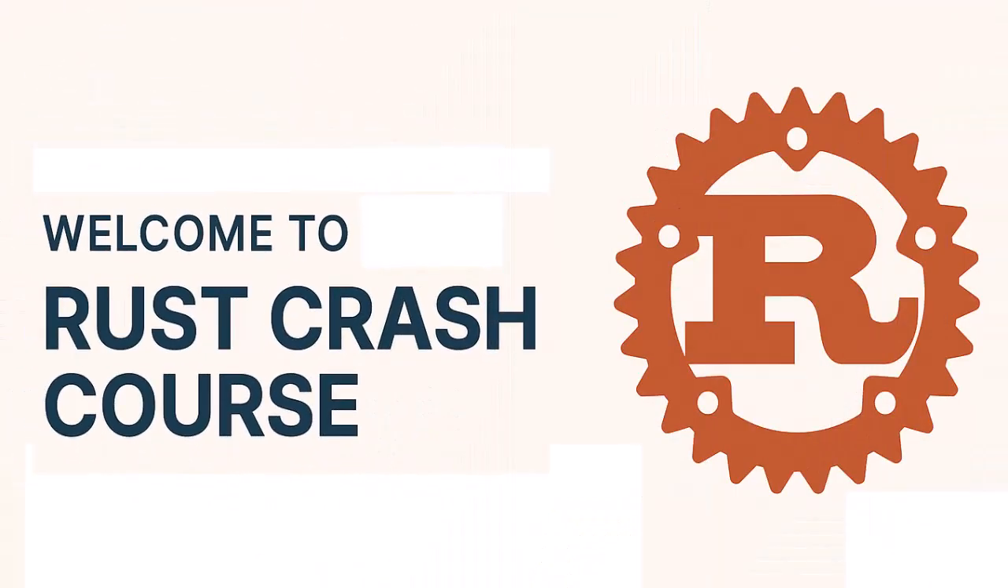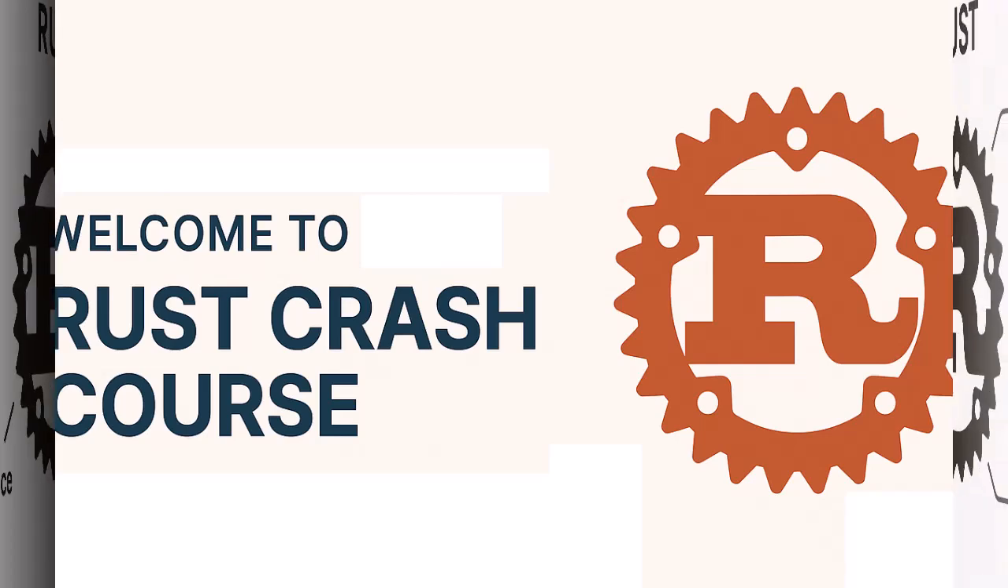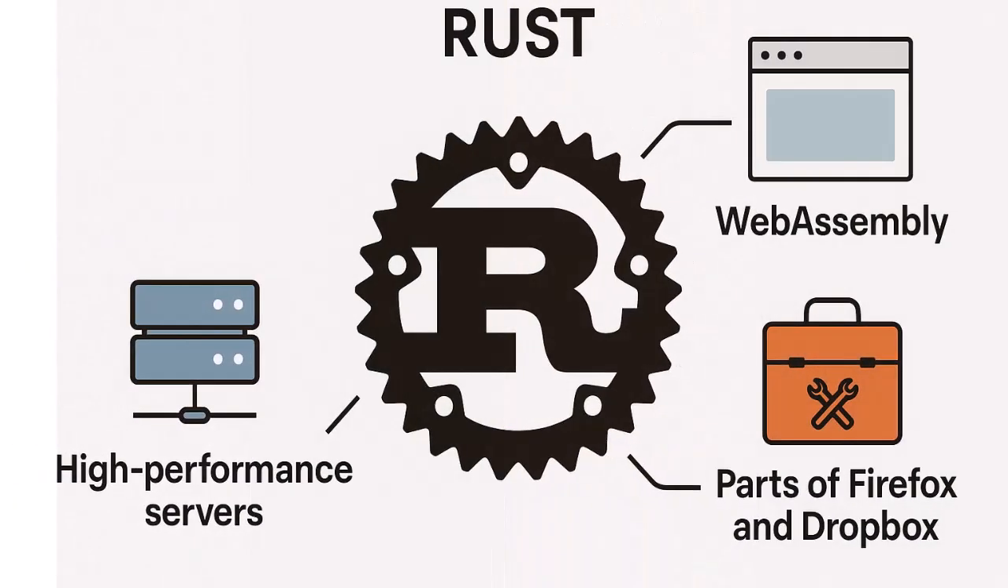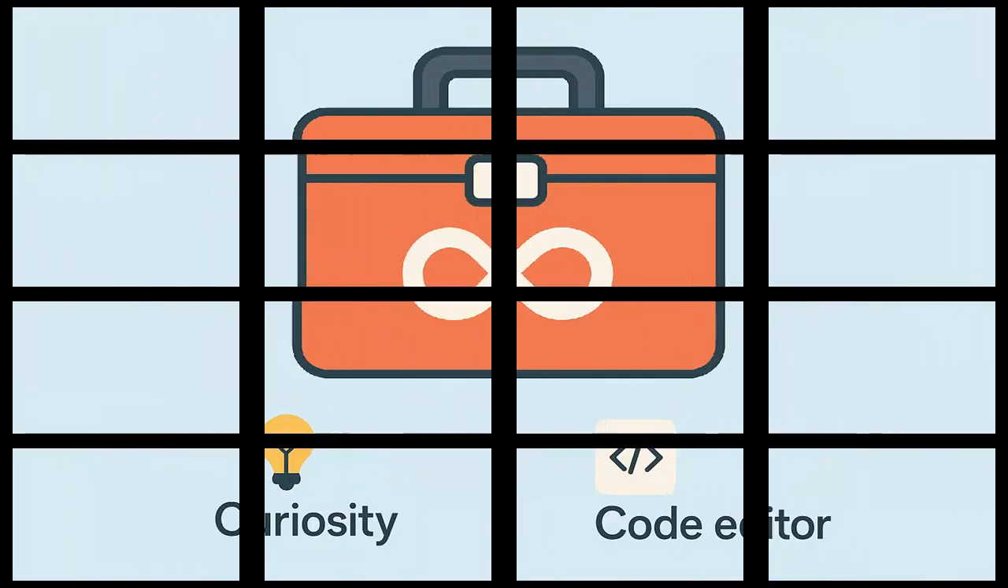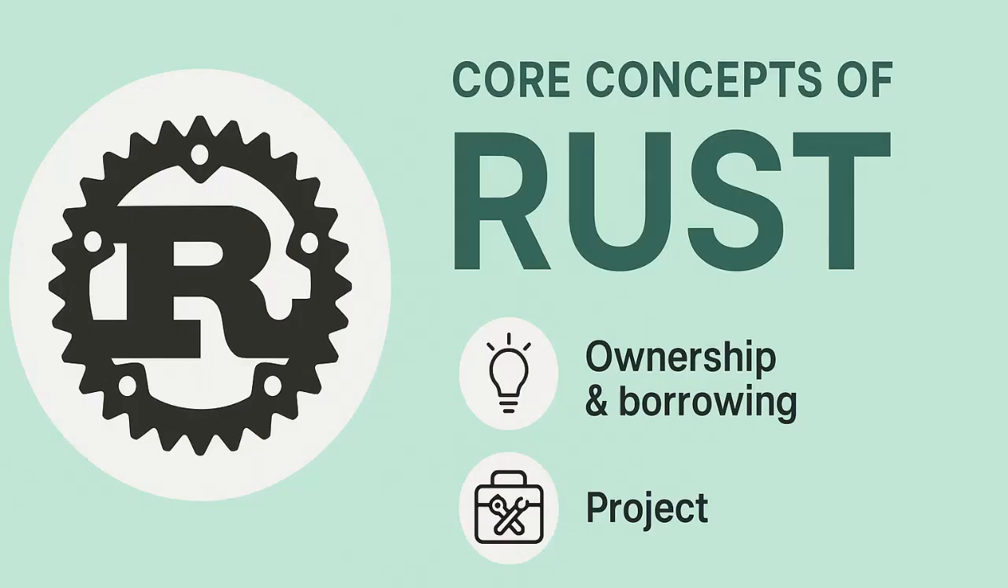In under an hour, you will learn how to write real Rust code, the same language used for building WebAssembly modules, high performance servers, and even parts of Firefox and Dropbox. Whether you are coming from JavaScript, Python, or C++, this tutorial is for you. No prior Rust experience needed, just a bit of curiosity and a code editor. By the end, you'll know the core concepts of Rust, understand ownership and borrowing, and even build a simple project using Rust, all from scratch.